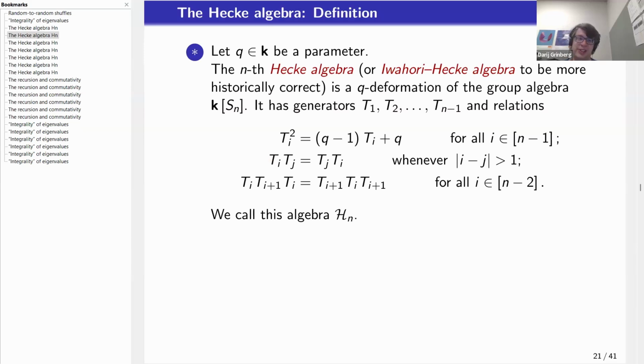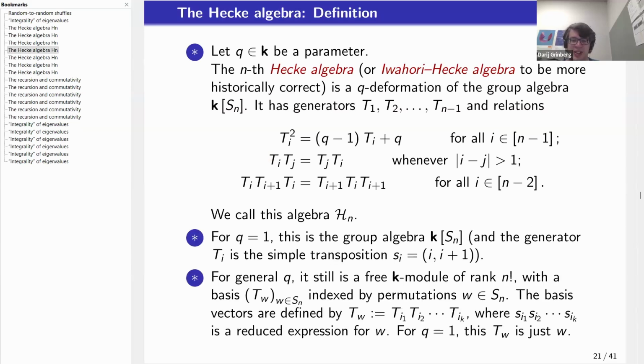I'm not going to, this is not going to make any sense to anyone who has not seen Hecke algebras, so I will skip a lot of the definitions. I will just say that it is still a free K-module of rank n factorial, so it kind of has the same basis made of permutations as the symmetric group algebra, but the multiplication is now more complicated because there are error terms. You are not just composing the permutations anymore.